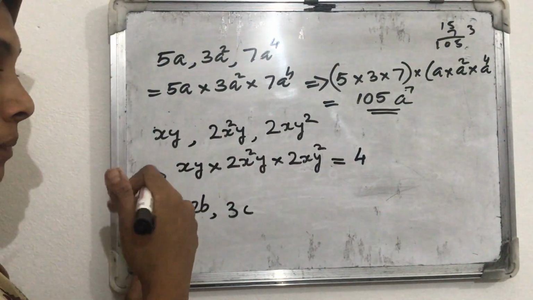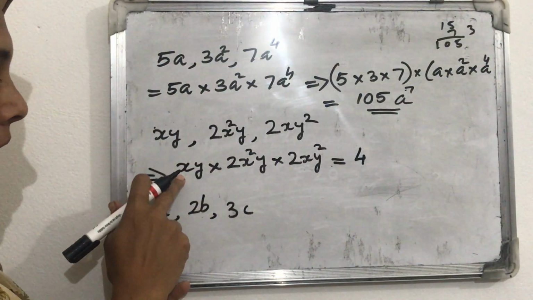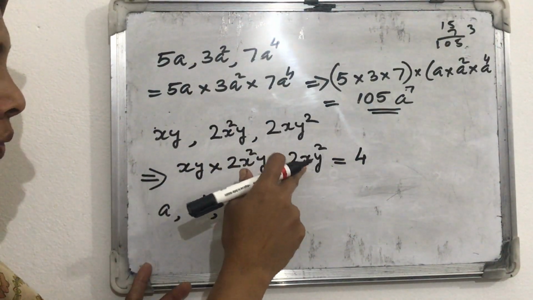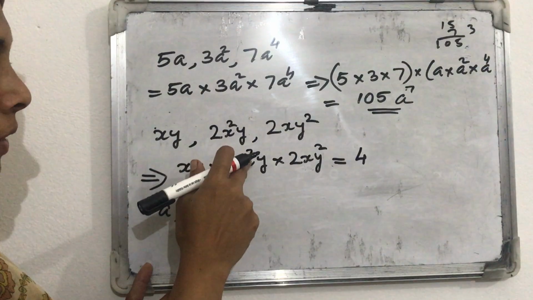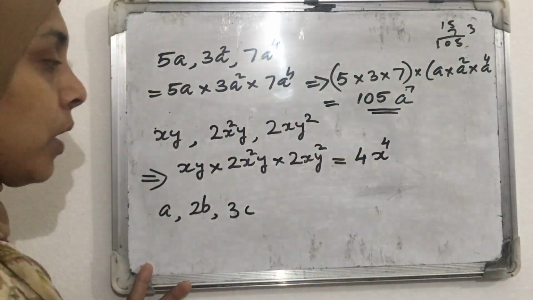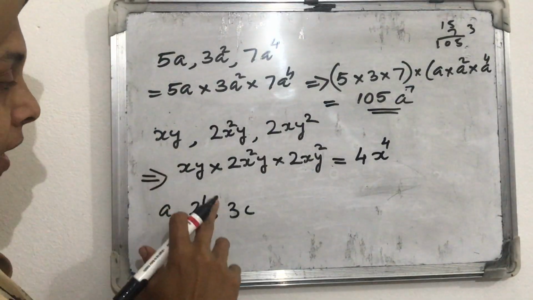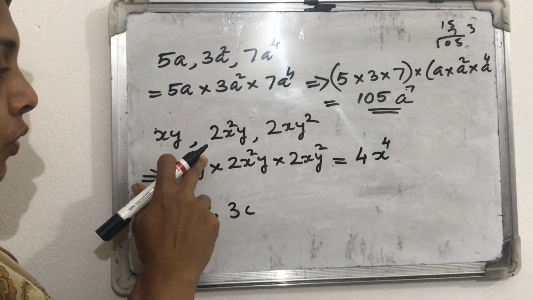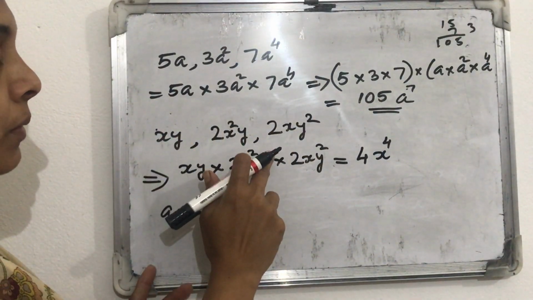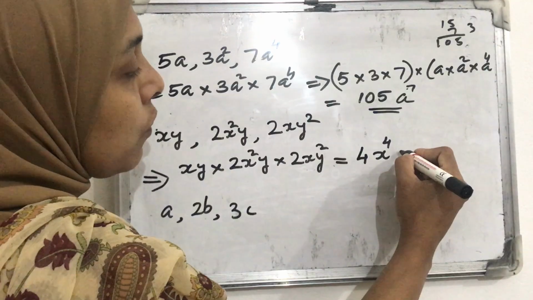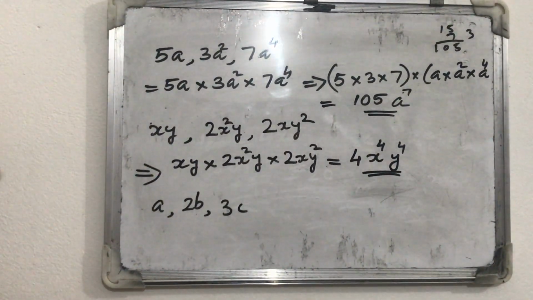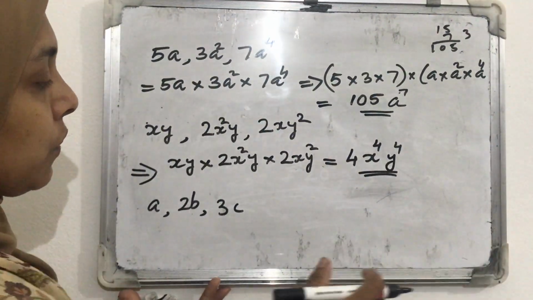Then what will be the power of x? Here x raised to 1, x square, x raised to 1. So 1 plus 2, 3, 3 plus 1, 4. So x raised to 4. Then take the variable y and its power. y raised to 1, here also y raised to 1, here 2. So 1 plus 1 plus 2, it will be 4. So y raised to 4. Simply we can write this as 4 x raised to 4 y raised to 4.